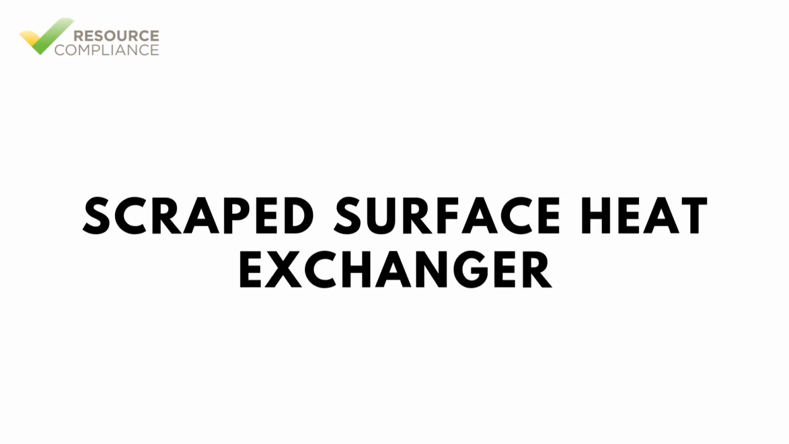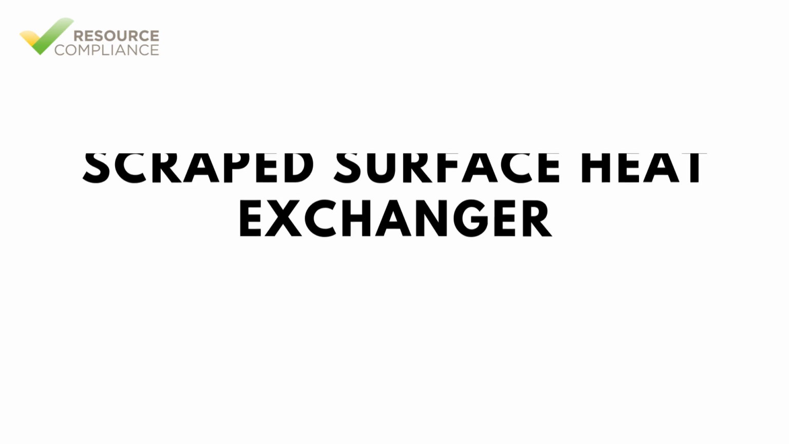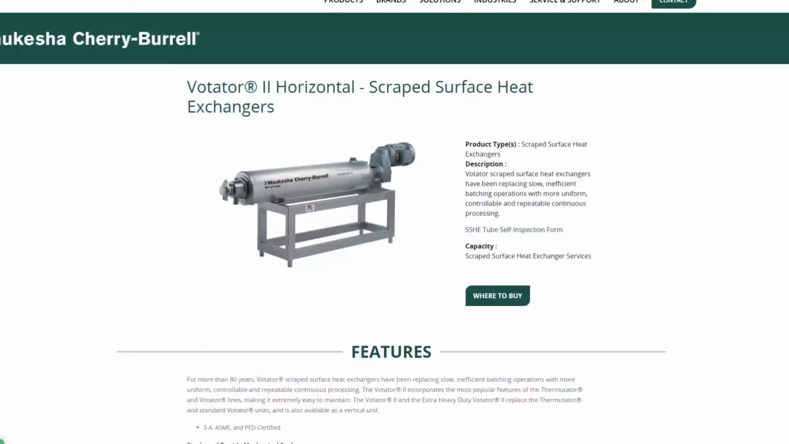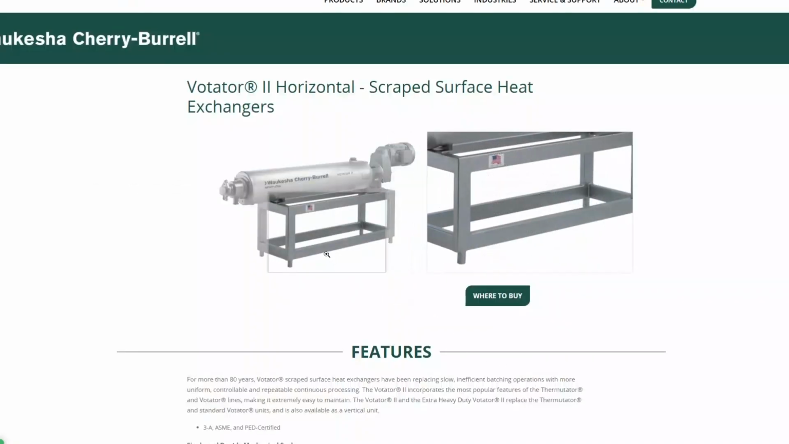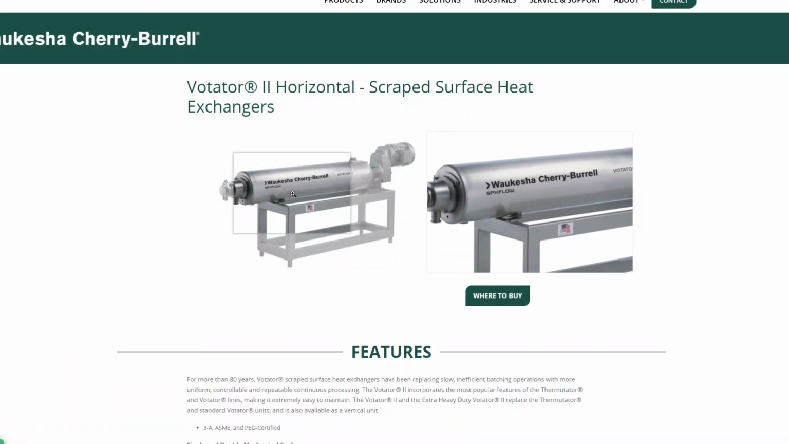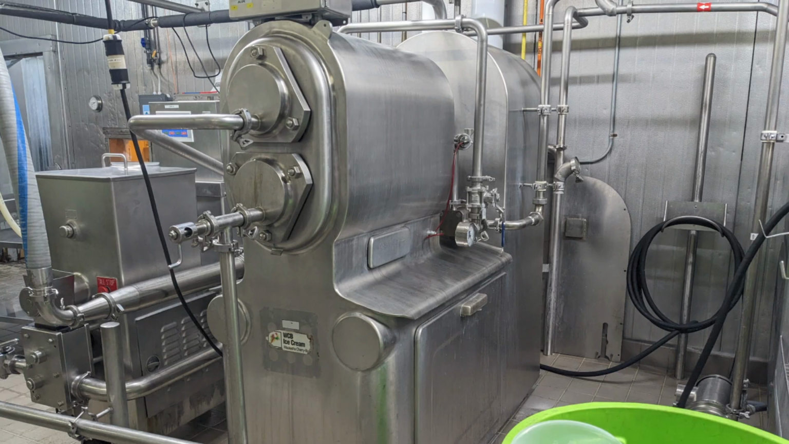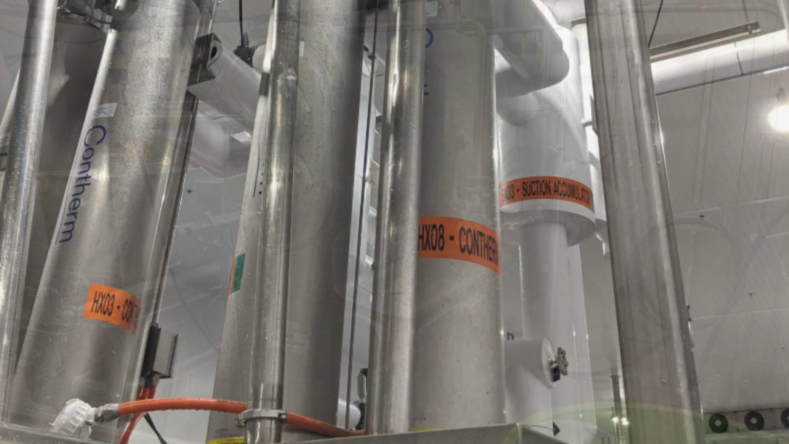A scrape surface heat exchanger is a specialized type of heat exchanger designed to handle viscous, sticky, or other materials that are prone to fouling or crystallization on the heat exchanger surface. The unique feature of this type of evaporator is the use of rotating blades or scrapers that continuously remove product buildup from the heat transfer surface, ensuring efficient heat exchange.